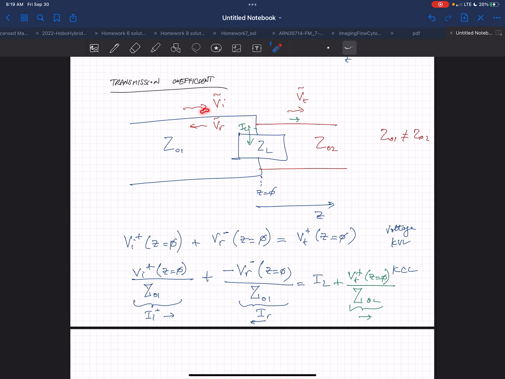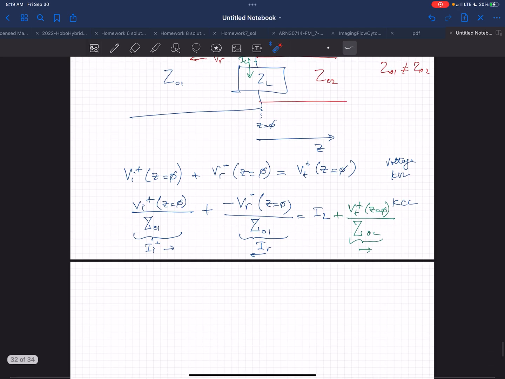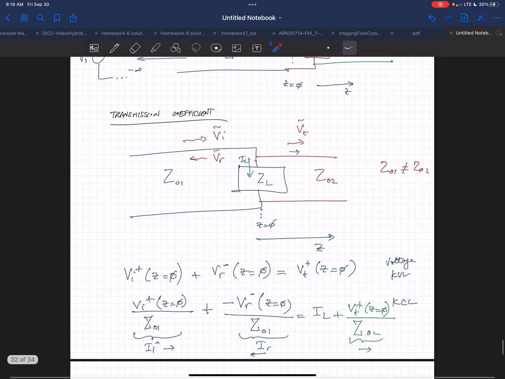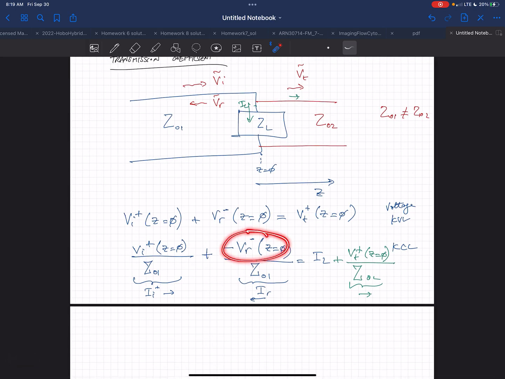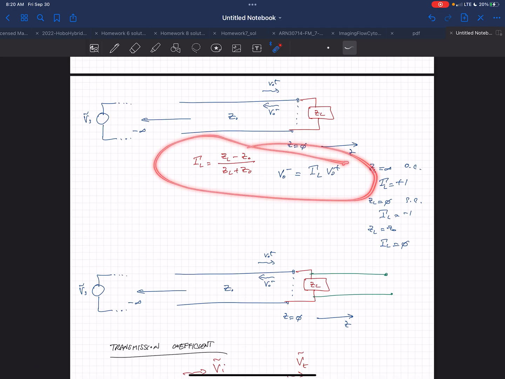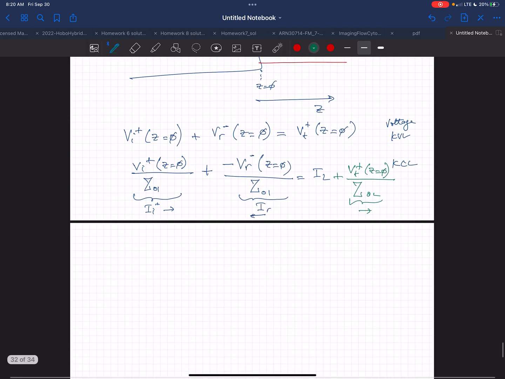The voltages have to equal each other, and the currents also. The sum of the voltages around this KVL have to be equal, and so do the currents. Okay, so we know the relationship between the reflected wave and the incident wave. The relationship between those two is defined by the reflection coefficient. So I can substitute using the reflection coefficient.